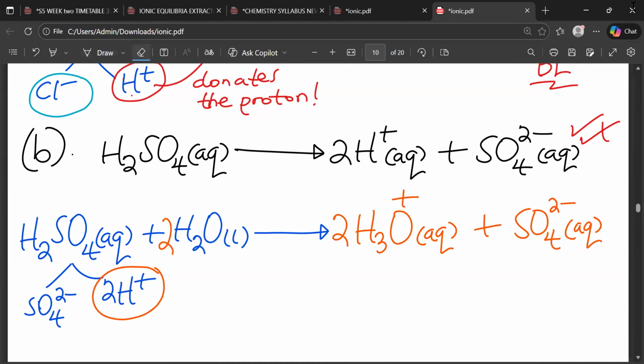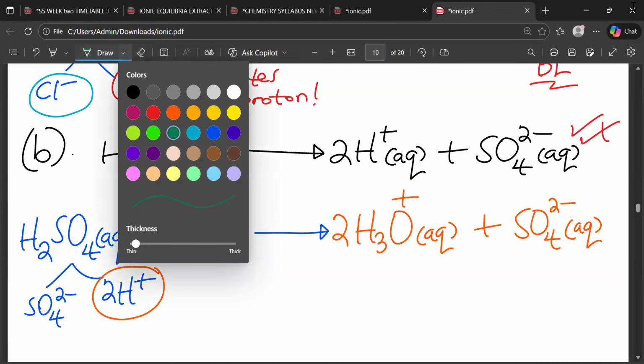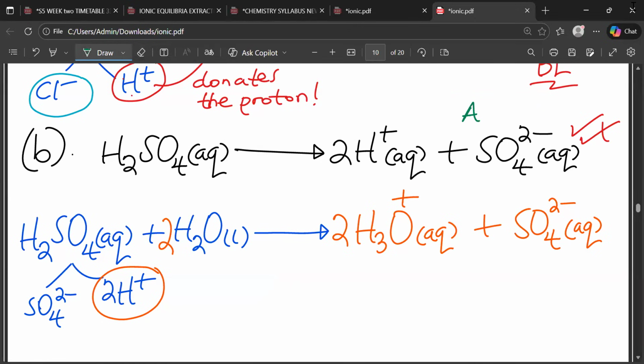So afterwards, you remove these ones down. Here, where we are just forming hydrogen ions in solution, that is Arrhenius. Here, where the acid is donating the proton to water, that's why they call it Bronsted-Lowry.